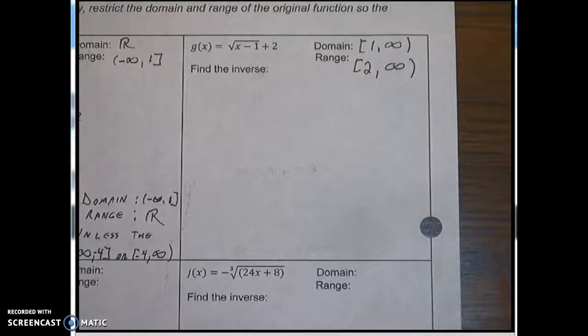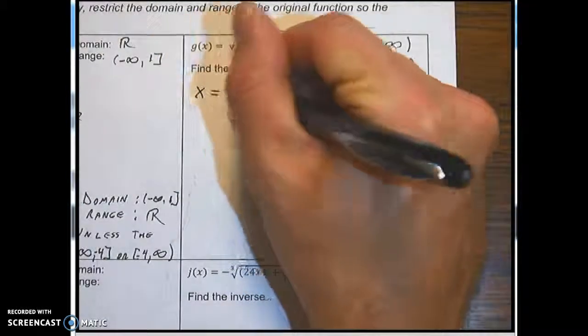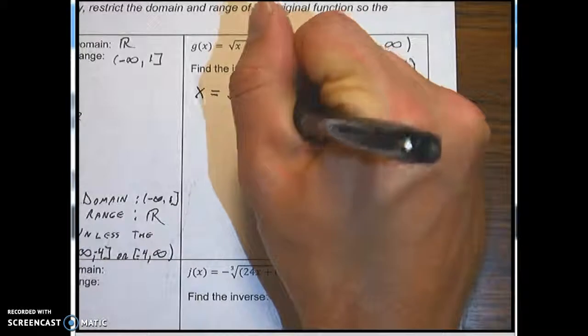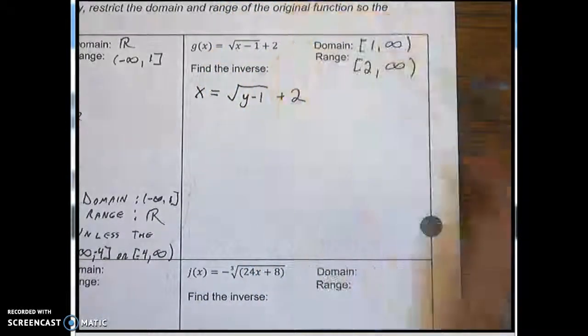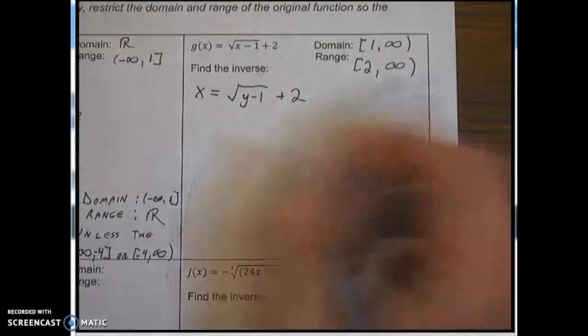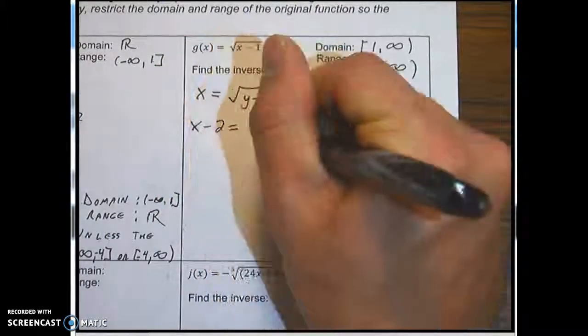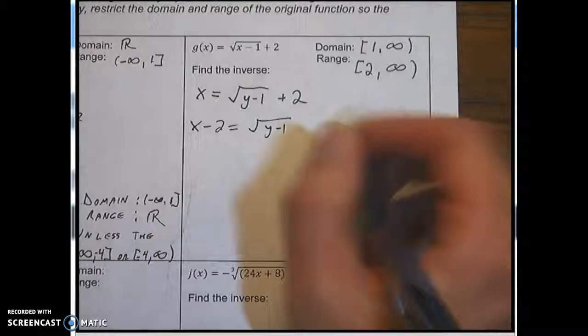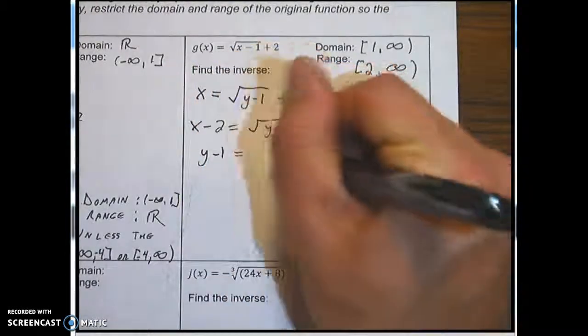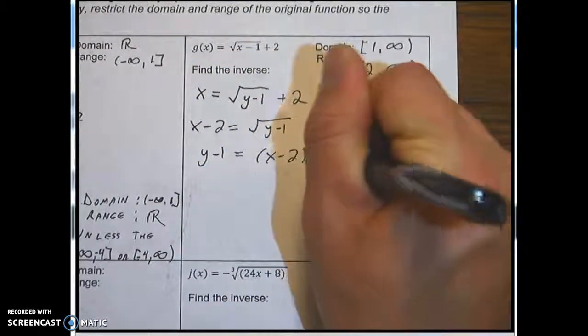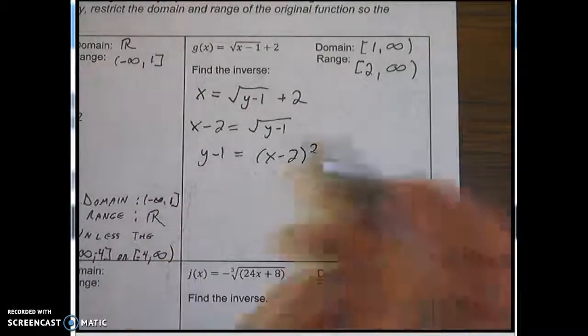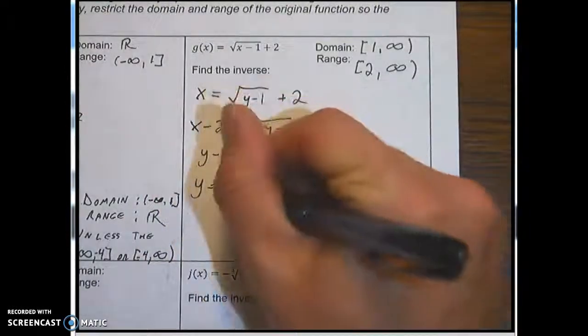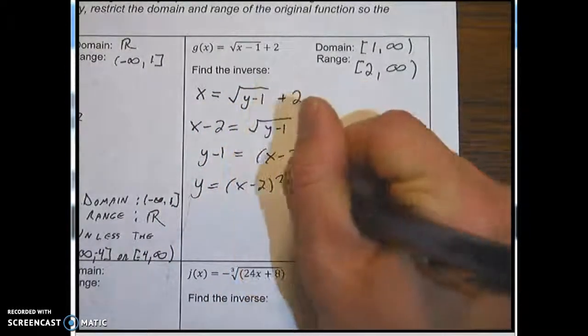Now, to find the inverse, we're going to flip the x and the y. We're going to get x equals the square root of y minus 1, plus 2. And I'm going to subtract the 2. I'm going to get x minus 2 equals the square root of y minus 1. I'm going to square both sides to get rid of the square root. y minus 1 equals (x minus 2) squared. Last step, add the 1. y equals (x minus 2) squared plus 1.